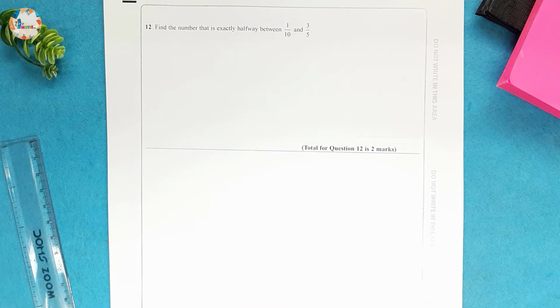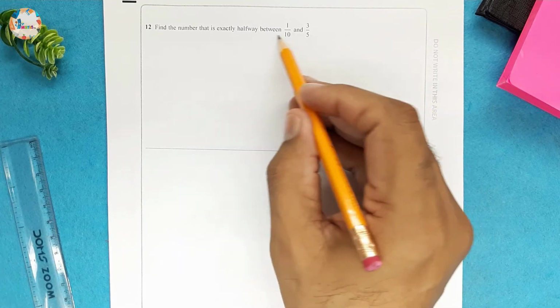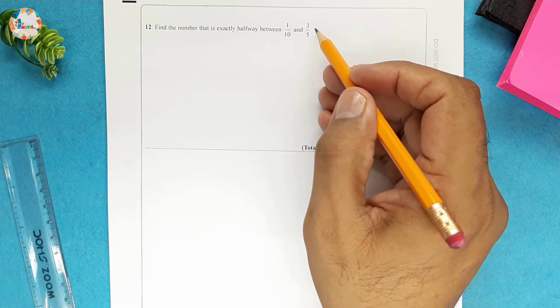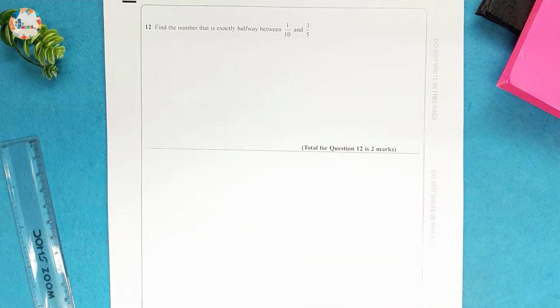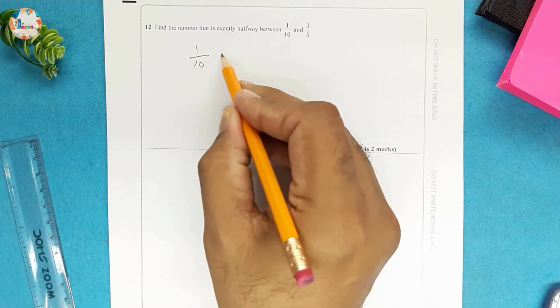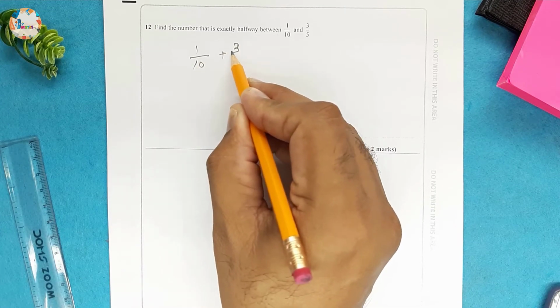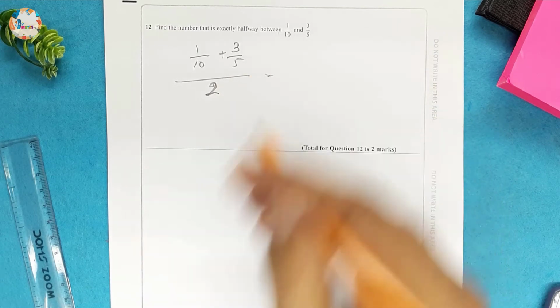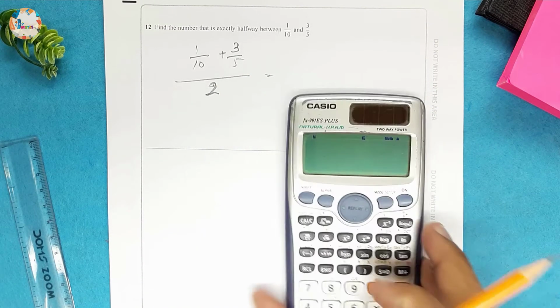Question number 12. Find the number that is exactly halfway between this and this. So we can just add them and divide by 2. This is easier. So we'll write 1 by 10 plus 3 by 5 and divide it by 2, and we can check the answer for this one.